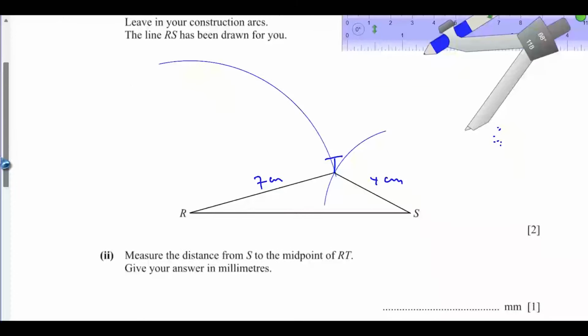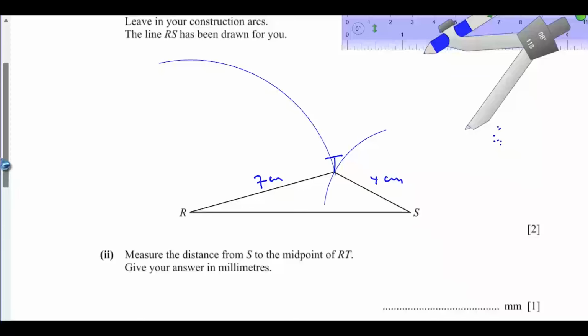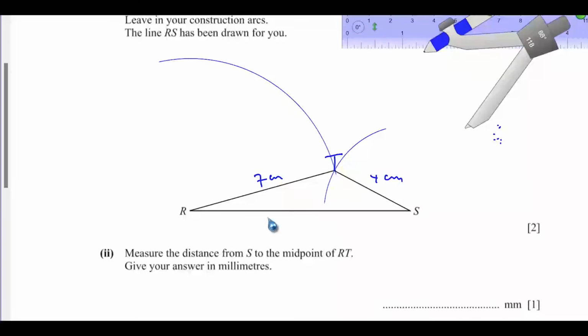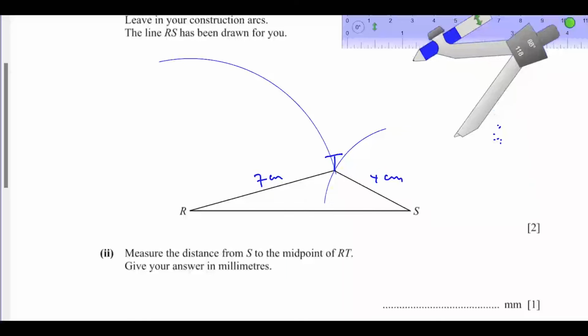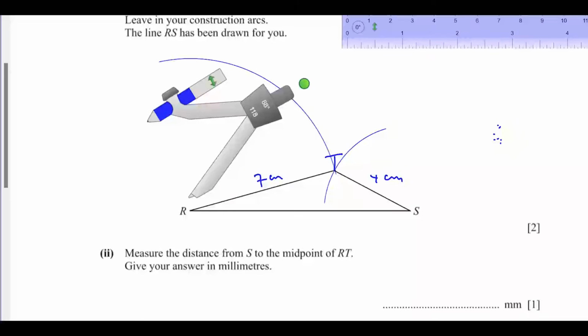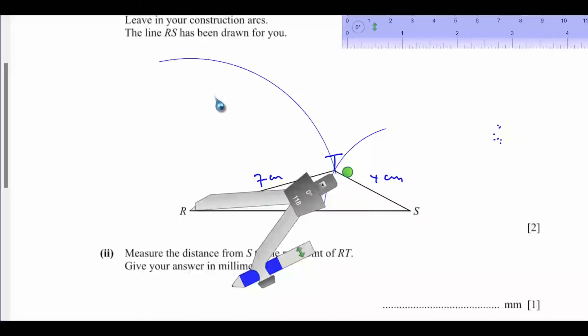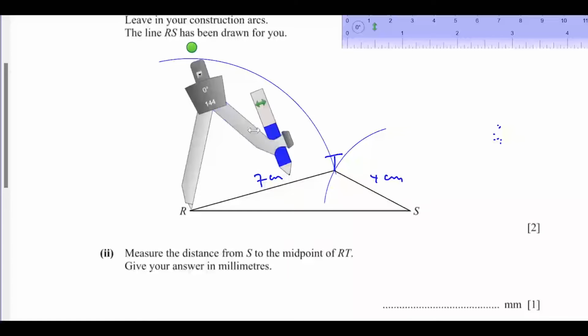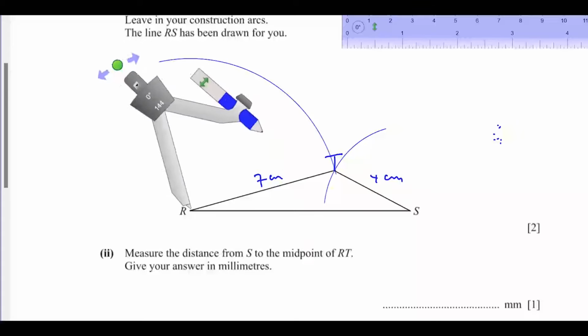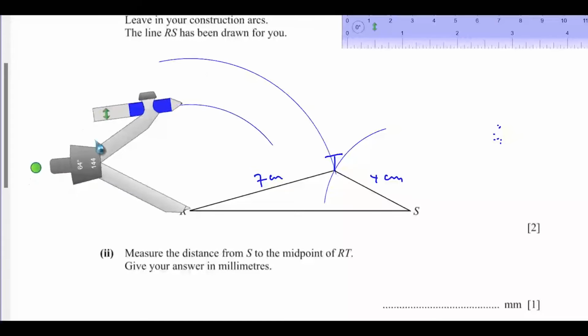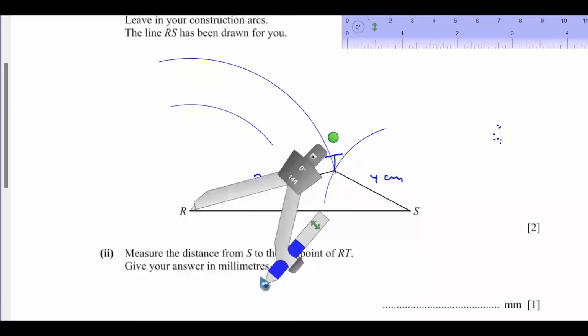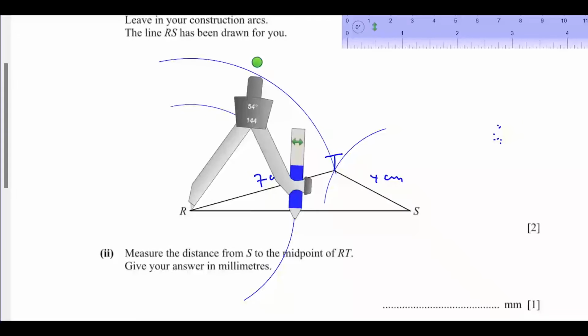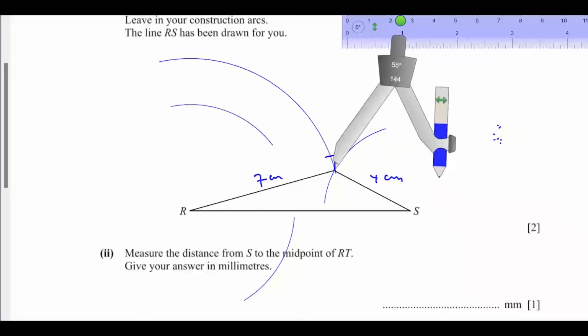So measure the distance from S to the midpoint of RT. So from S to the midpoint of RT, we need to firstly bisect this RT. So let's draw the perpendicular bisector of RT. So put the center here. Let's raise this a little bit up, let it be more than half of RT. You extend this a little bit. So let's draw an arc up and down. An arc up here. Let's draw the same arc down here. Then the same thing with the same radius, center at T here.